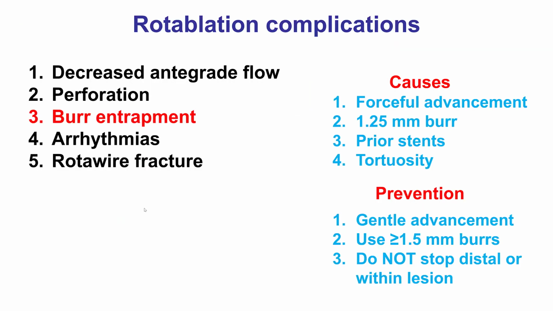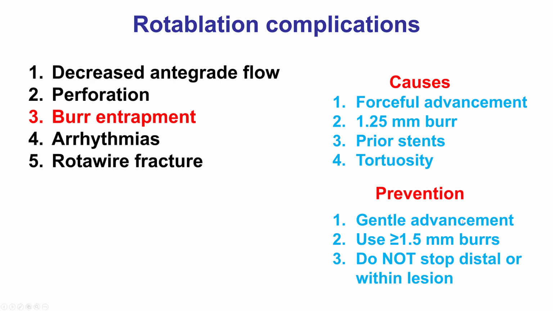Moving on to the third complication, which is burr entrapment. Potential causes include forceful advancement, as well as using the 1.25 millimeter burr, performing atherectomy through prior stents and through tortuous coronary segments. Rotational atherectomy should be done in a pecking motion, touching the lesion and coming back, and not leaning in the lesion for prolonged periods of time.